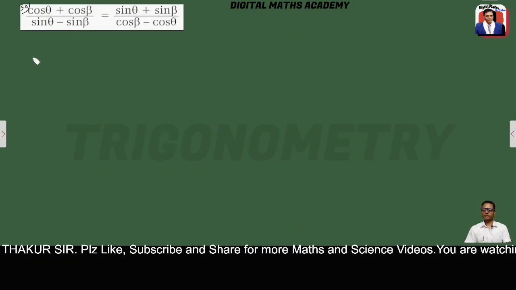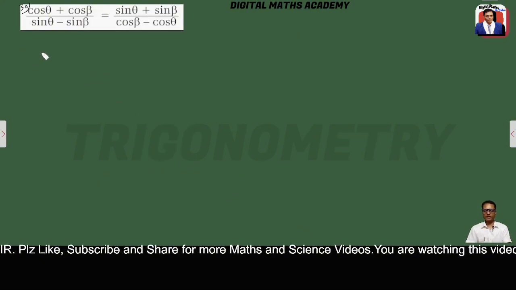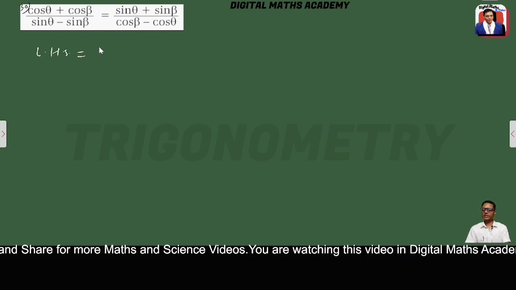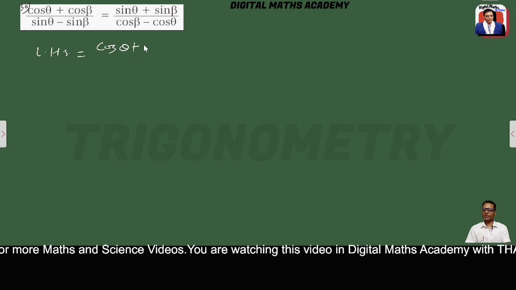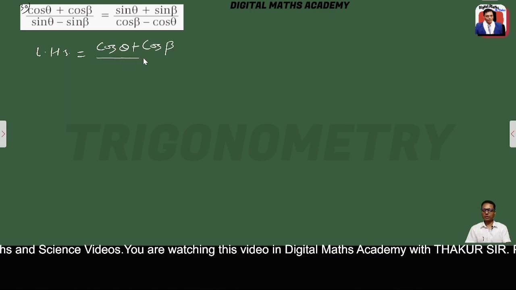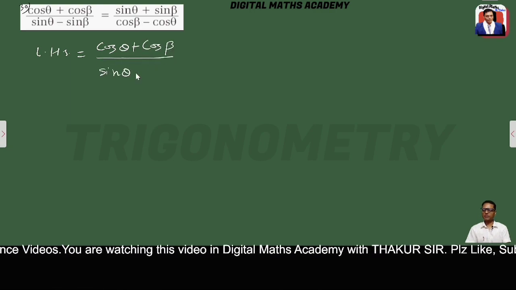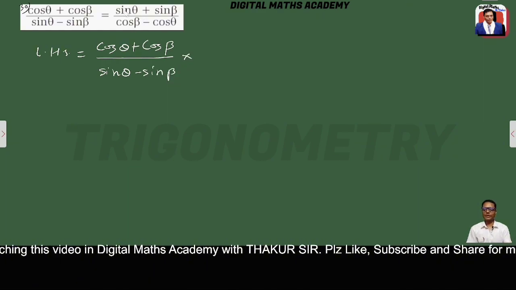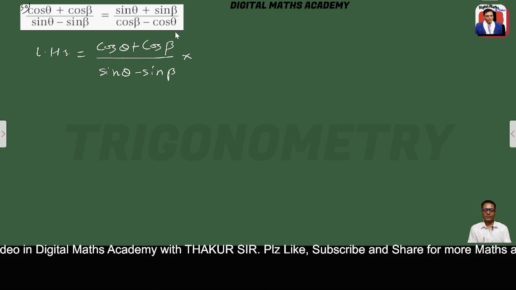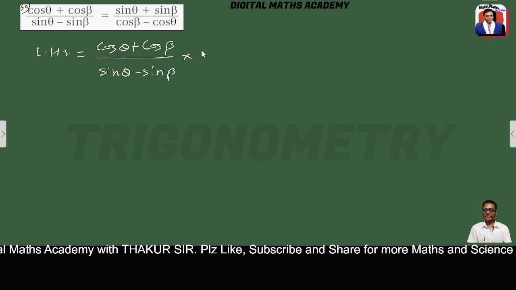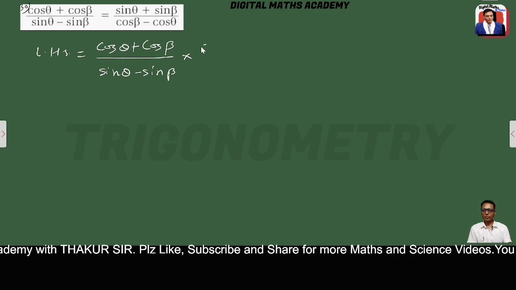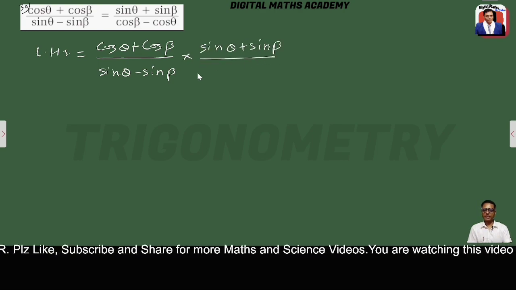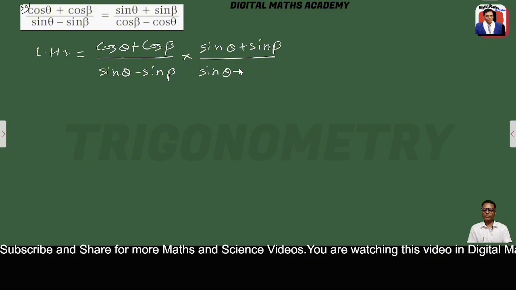So number 30. We can choose left hand side or right hand side, doesn't matter, both are equal. So let's choose the left hand side. Left hand side is (cos theta plus cos beta) over (sin theta minus sin beta). So we multiply up and down either by (sin theta plus sin beta) or (cos beta minus cos theta). So we can multiply by any factor. So let's multiply up and down by (sin theta plus sin beta). Here also sin theta plus sin beta.